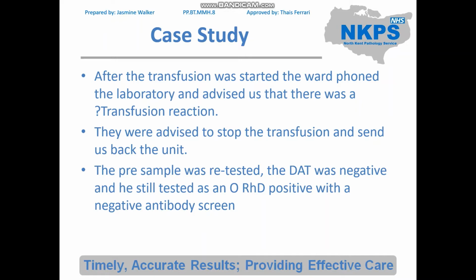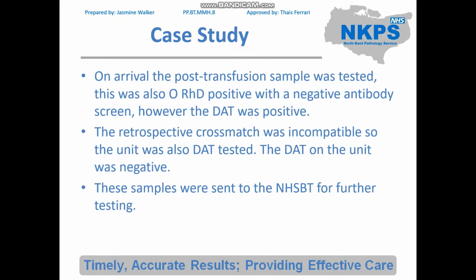The pre-sample was retested and the DAT was negative. He still tested as O-pos and had a negative antibody screen. However, on arrival, the post-transfusion sample showed that he had a positive DAT, with the rest of the grouping results the same. The retrospective cross-match was also incompatible, so the unit was also DAT tested. The DAT on the unit was negative. These samples were then sent to the NHSBT for further testing.